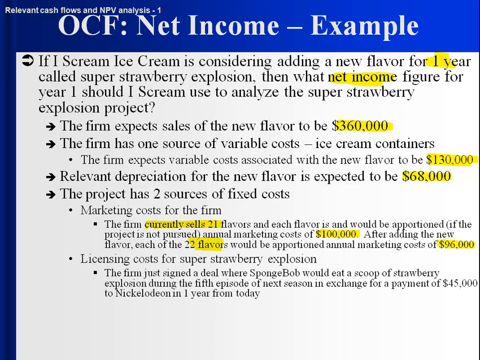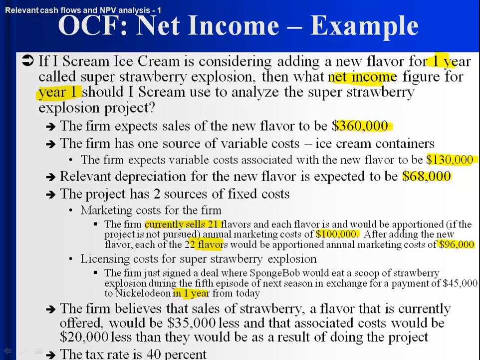Second, there's licensing costs. So the firm just signed a deal where SpongeBob is going to eat a scoop of the new flavor on a particular episode next season. In exchange, Ice Cream's going to pay Nickelodeon $45,000, and we're interested in the net income figure in year one. And guess what? This payment happens exactly in 1 year, which puts it in the relevant time frame.